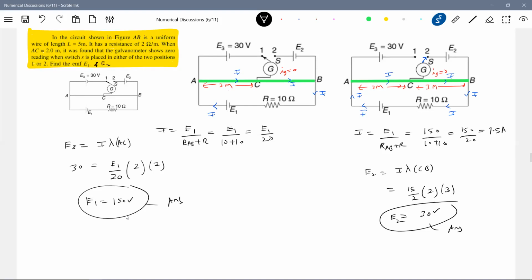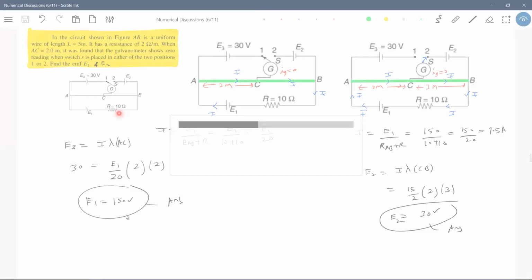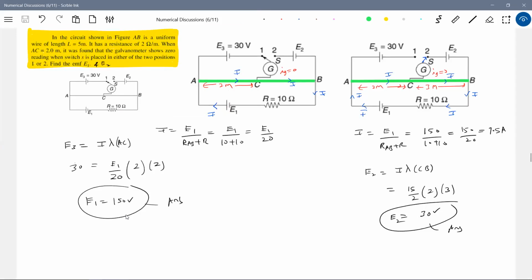In a potentiometer, there should be only one cell in the primary circuit. In the secondary, why are you bringing more? It's just a mechanism. So many ways are there. Potentiometer is a very versatile chapter. You may get the best of best questions. E2 is 45, sir. Yes, 45.